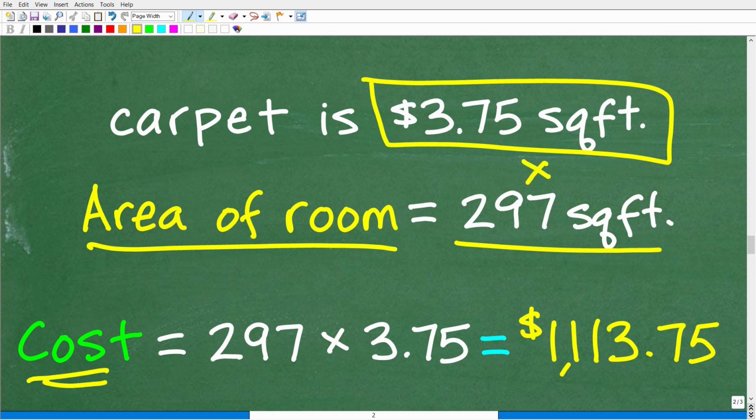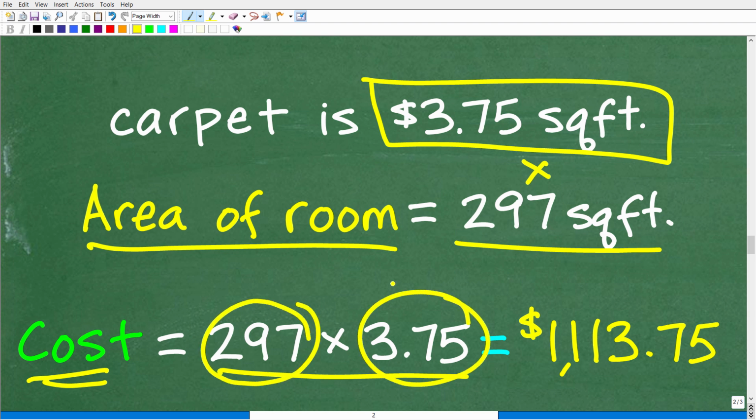So the cost to carpet this room is going to be 297, which is the area, times the cost per square foot, which is 3.75, which gives us a grand total of $1,113.75. All right, now this is a good example of how math is extremely practical.